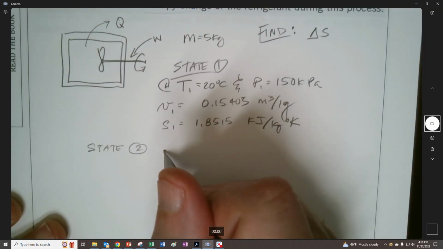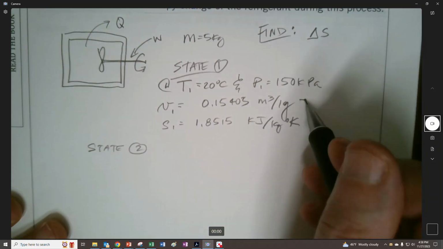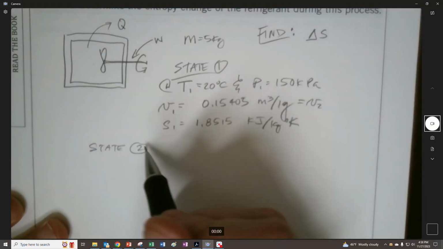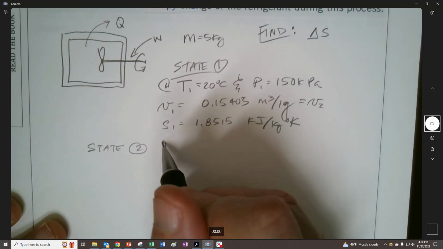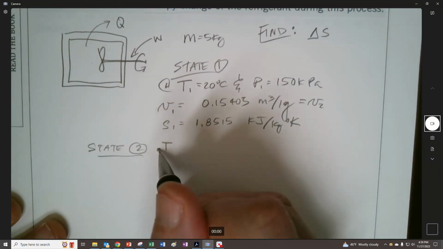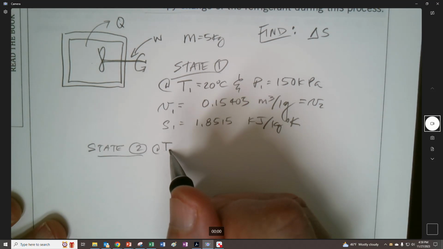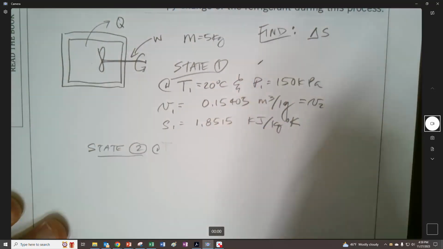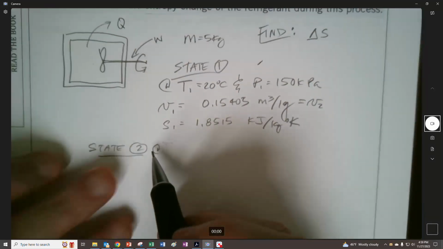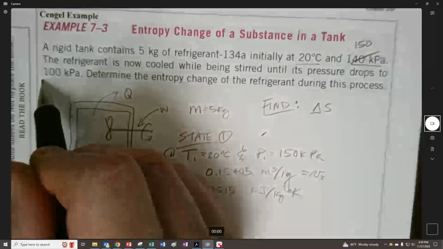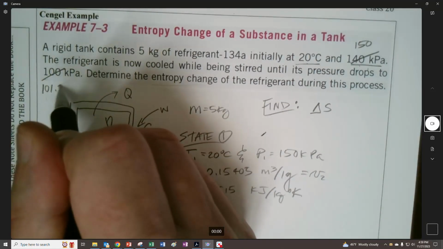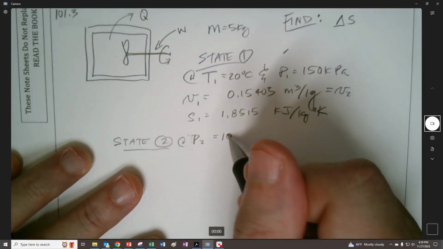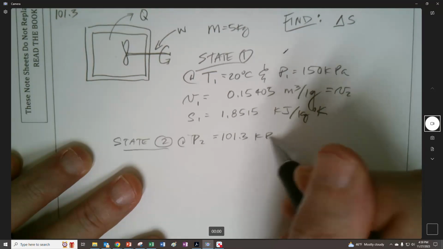We'll remember that V2 is going to equal V1, because the mass hasn't changed and the volume hasn't changed. So at state 2, we have T and pressure. I also changed this just to make my life easier. This is 101.3. P2 is equal to 101.3 kilopascals.